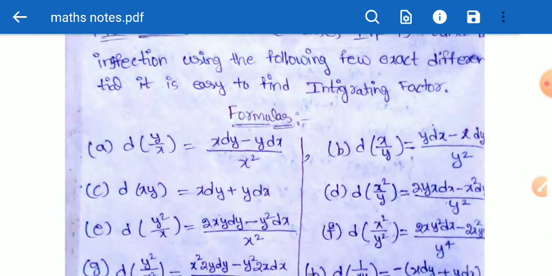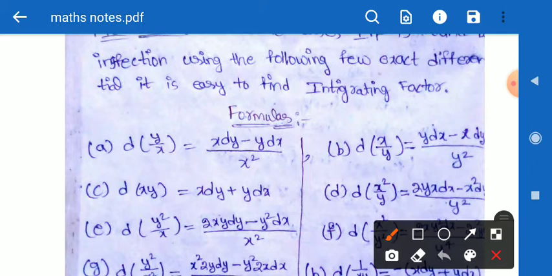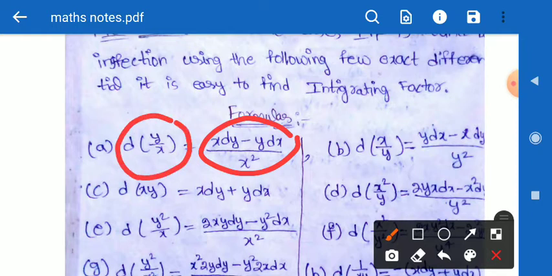By seeing this, if any given differential equation is in this form, x dy minus y dx by x square, it can be written as d of y by x. Seeing it as an exact differential, it can be converted into d of y by x, and it is easy to integrate. Differentiation and integration on both sides cancel, and by cancelling we get the general solution.